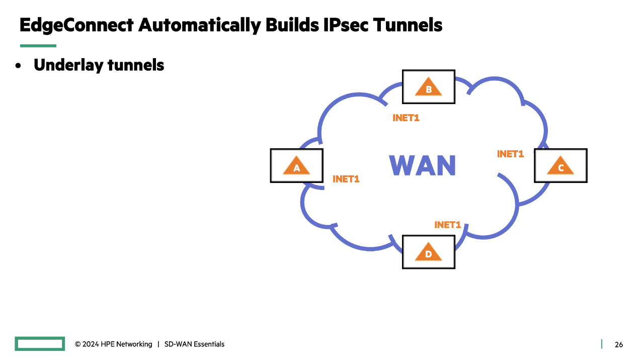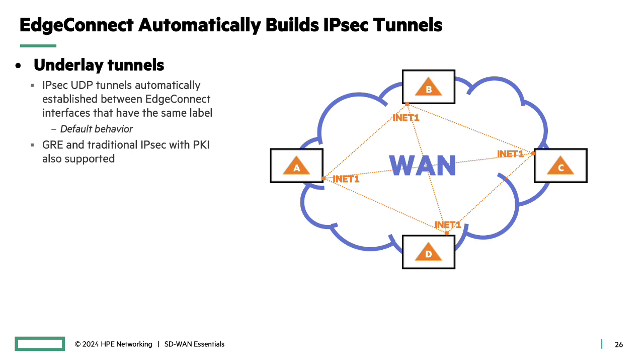Here we have 4 appliances that have interfaces labeled as INET1. In this case, all appliances will attempt to automatically establish IPsec tunnels to all other edge connects and terminate the underlay tunnels on their INET1 labeled interfaces. Likewise, all interfaces labeled as MPLS1 will also have underlays established between them throughout the SD-WAN. If an interface were to go down, then the underlay tunnel is torn down.